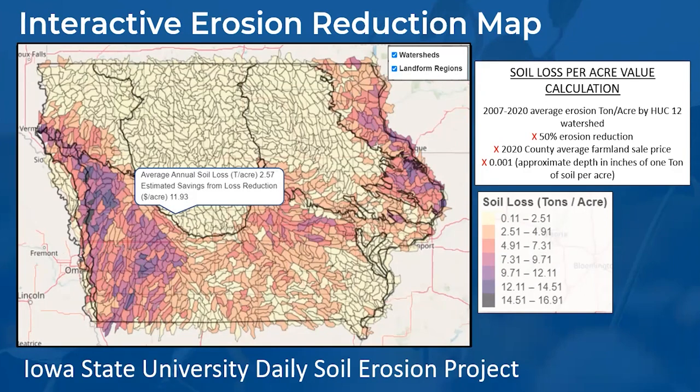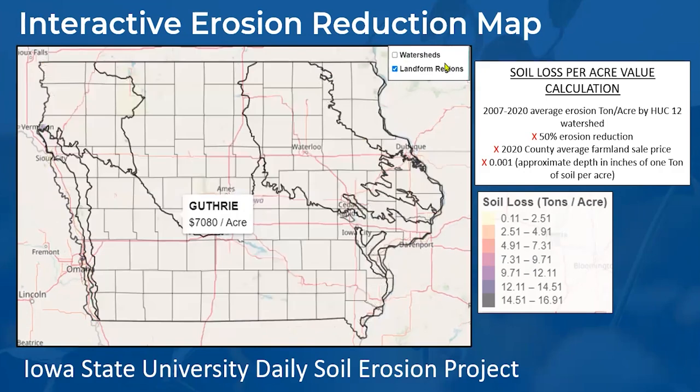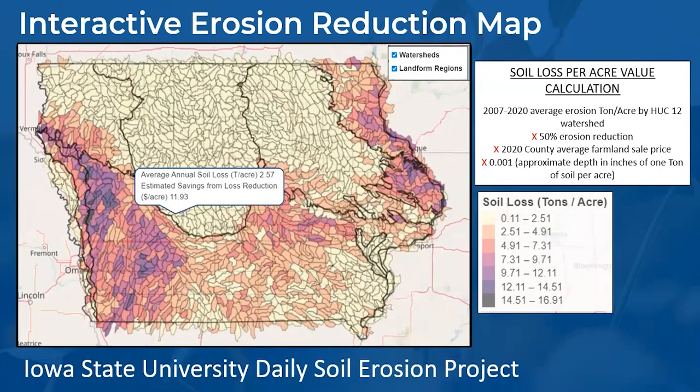The interactive erosion reduction map was developed by Josh McDaniel, and the first thing you can see is that it's divided into HUC 12 watersheds. Now, below this, if you uncheck the watersheds layer, it will show a map of the state. And as you hover over each of the counties, it will show you the county name as well as the 2020 average land value per acre. You can zoom in on this map to more accurately locate your field so that when you click back to the watershed map, it's a lot easier to locate.